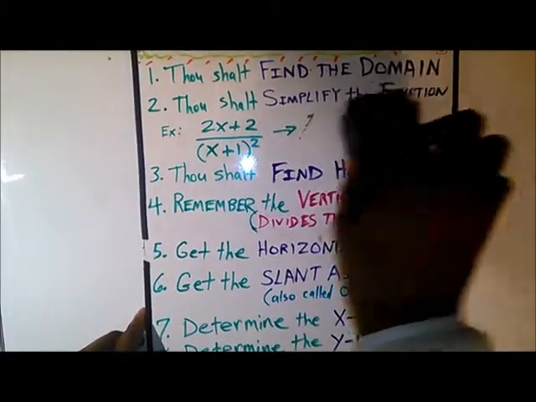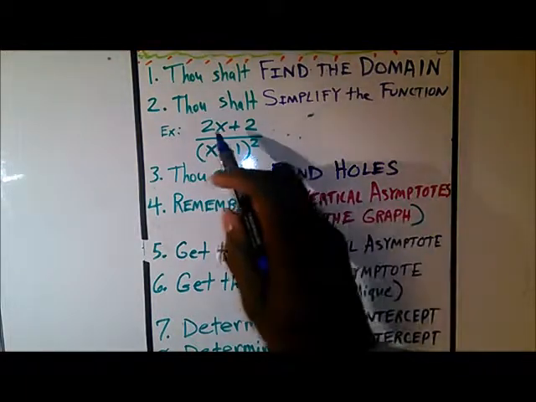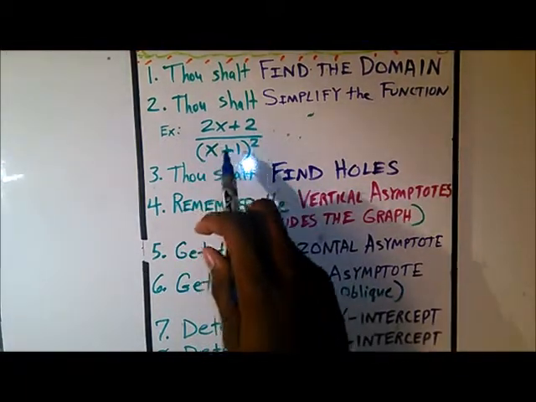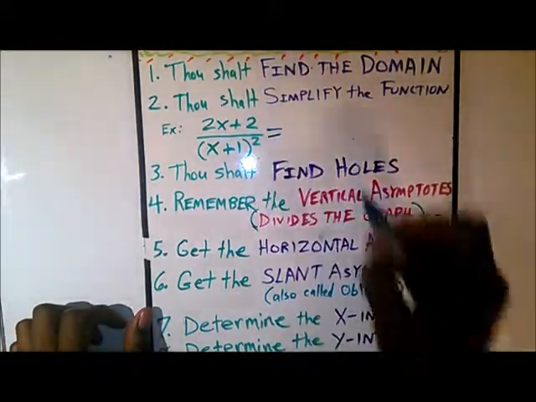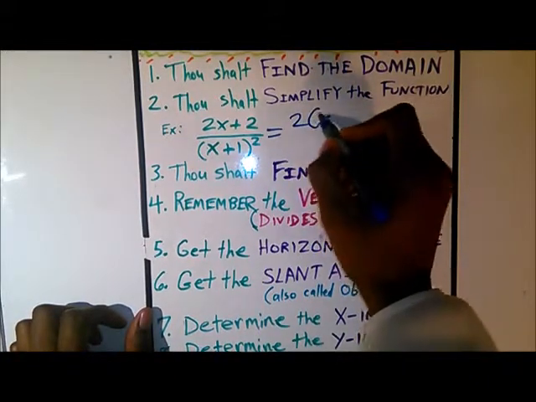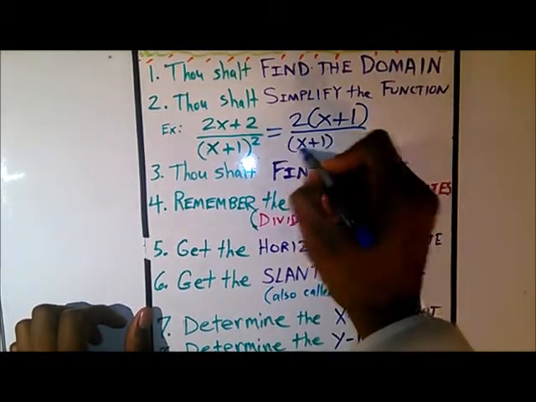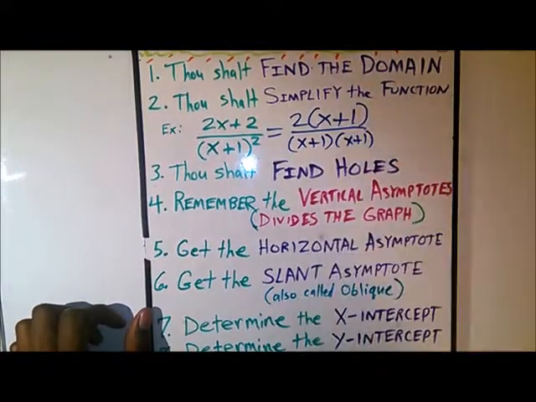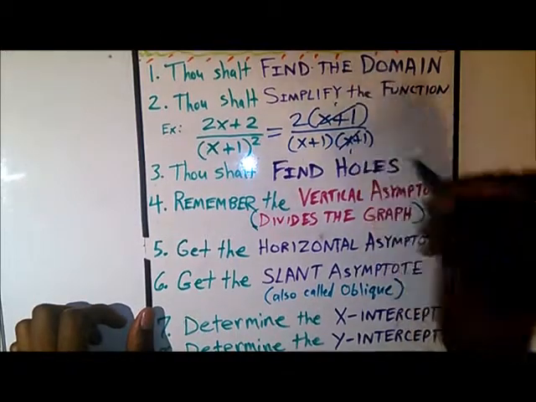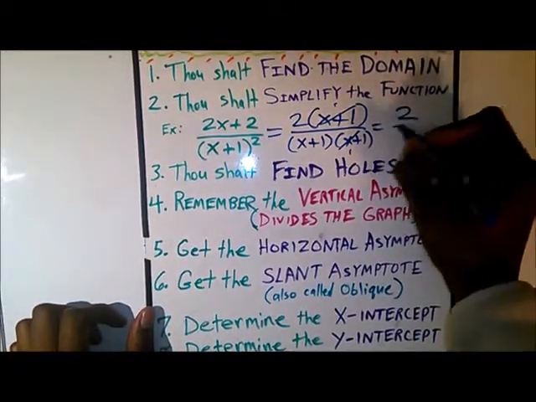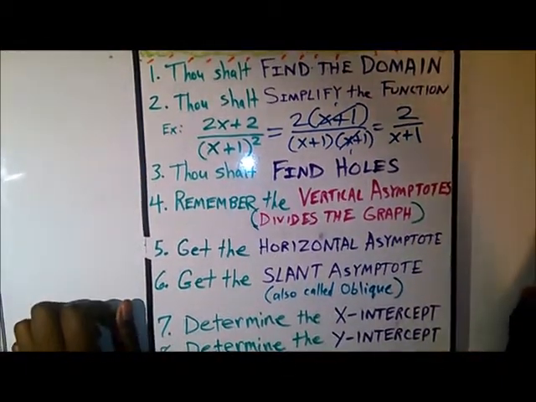And here's how you simplify the function. Let's say this is an example. You have 2x plus 2 over x plus 2 all squared. So you would simplify in this way. You would factor out the 2, find anything in common, and you cross this out because they're the same here, and it will equal that. And that's how you would simplify a function.